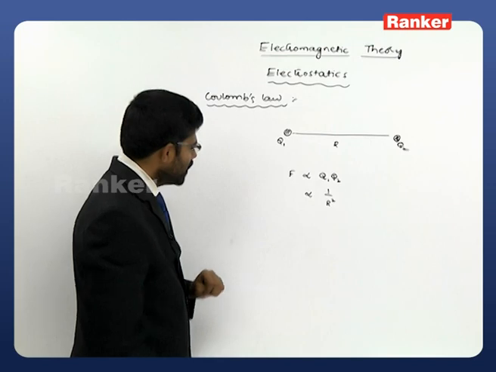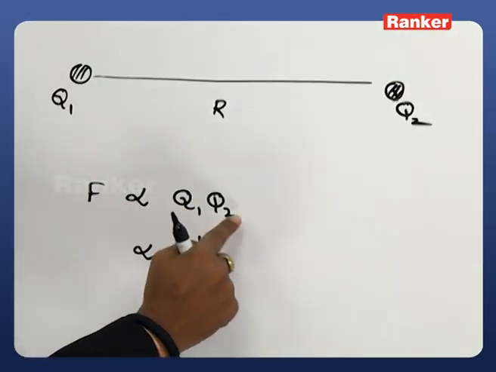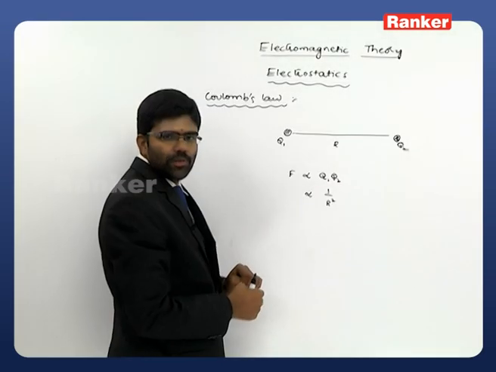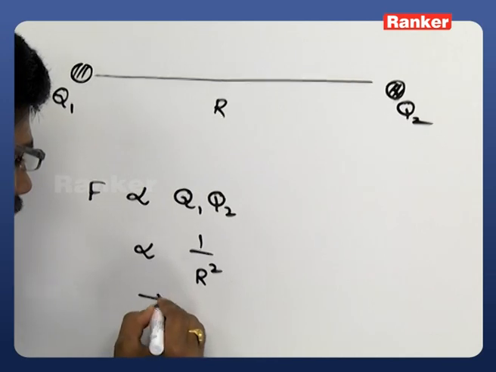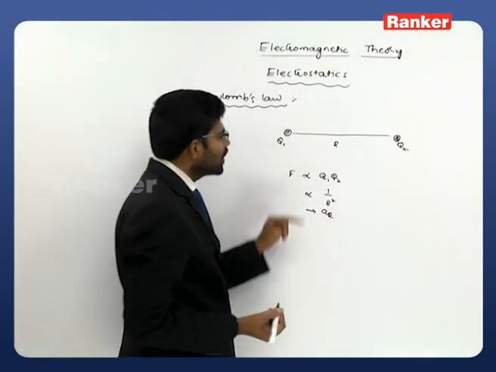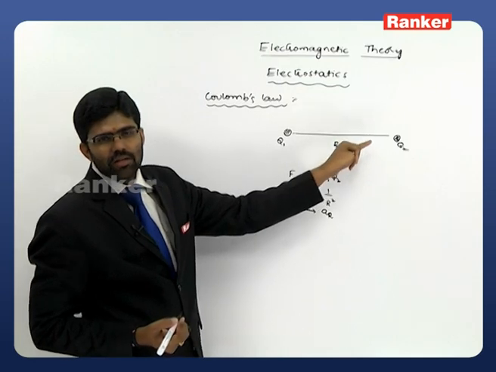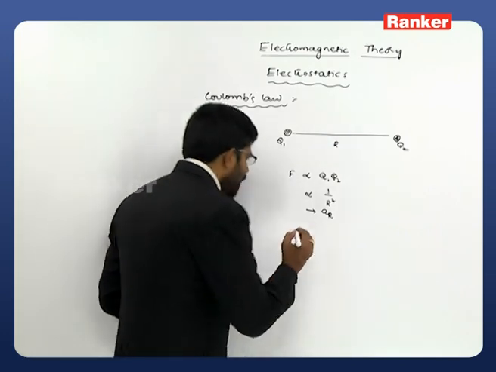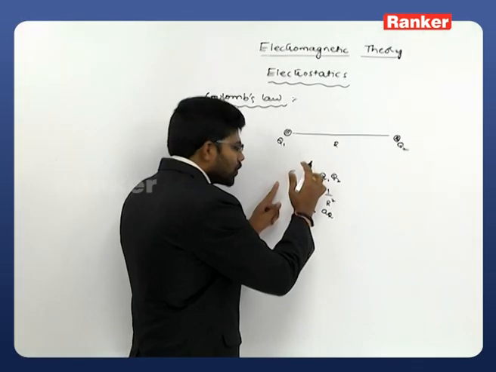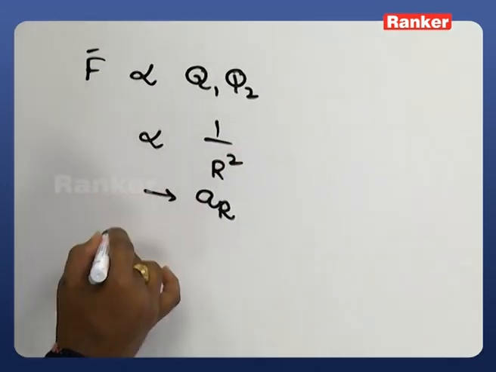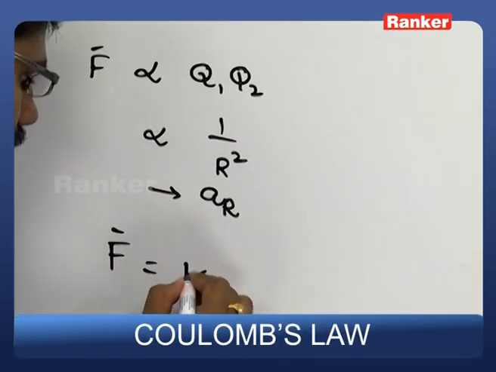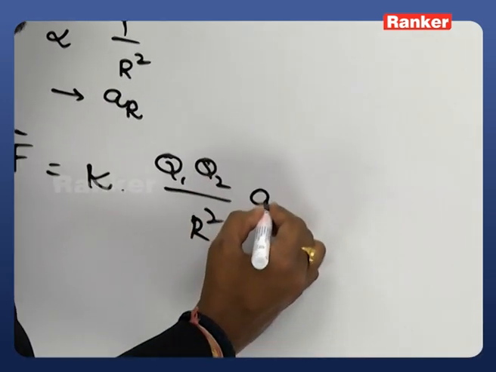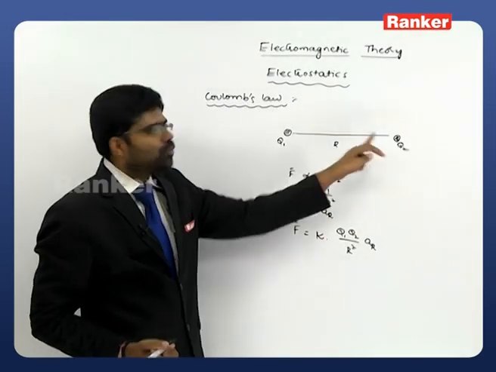Once again, the force is directly proportional to the product of these two charges Q1 and Q2, inversely proportional to the square of the distance between them, and the direction is along the line joining those two charges. I am taking a unit vector along the line joining these two charges as a r. So simply this force can be written as, the force is equal to some proportionality constant k Q1 Q2 by r square, clearly a vector, in the direction of the line joining these two charges.